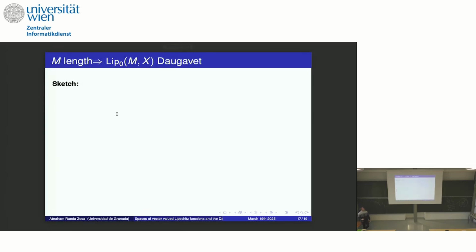And I will tell you a sketch of a sketch, which means that I will be even more sloppy than previously, in order to tell you the ideas, but avoiding these kinds of technical details, because they are quite more delicate.